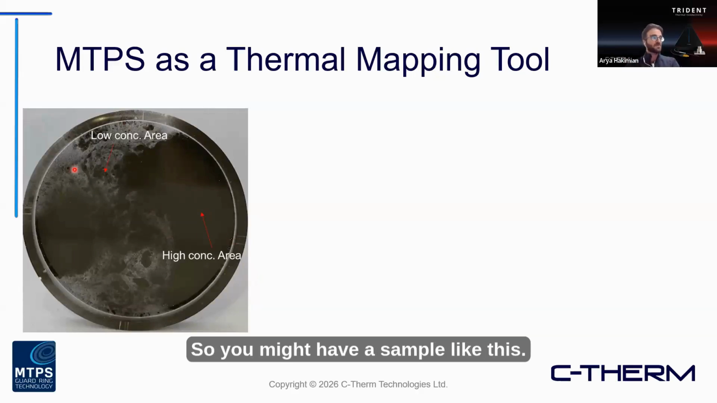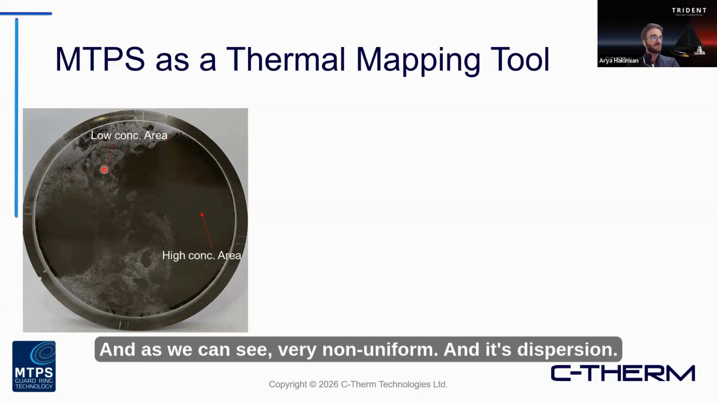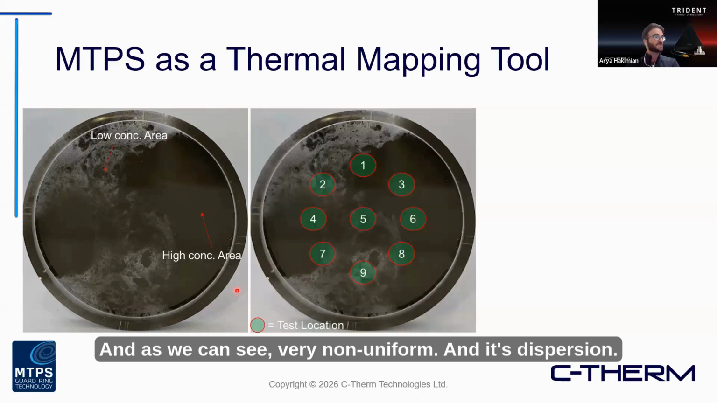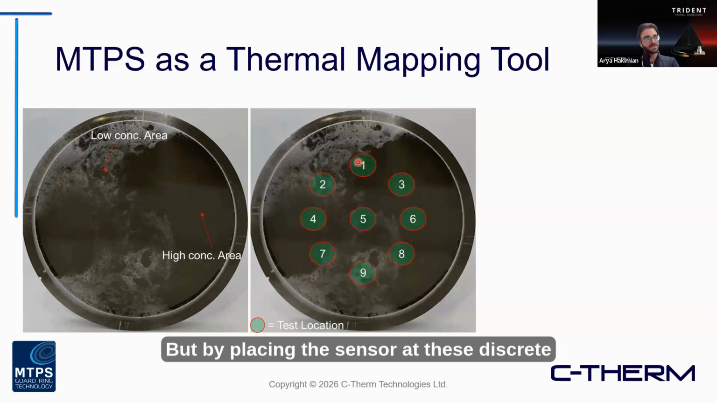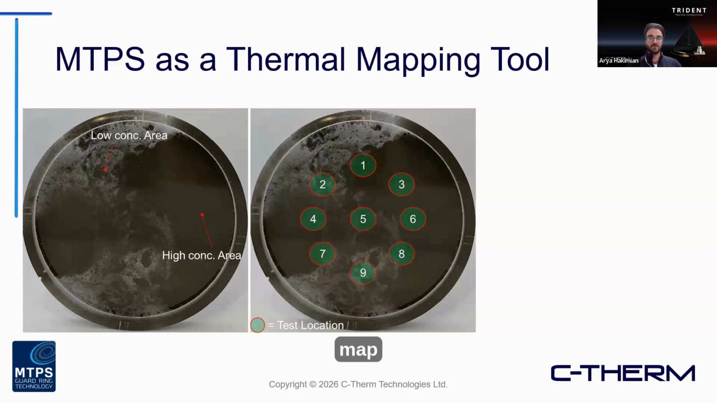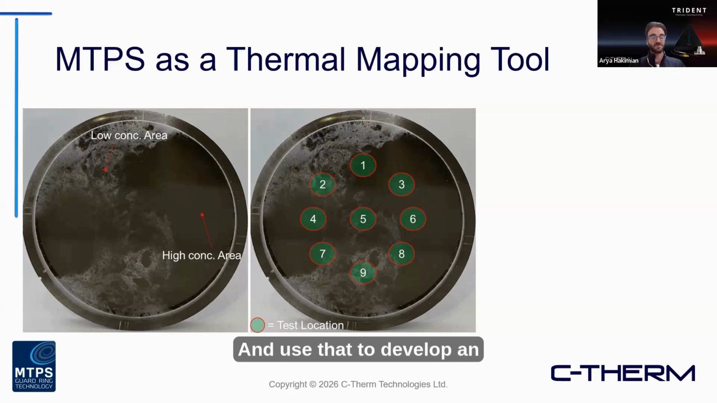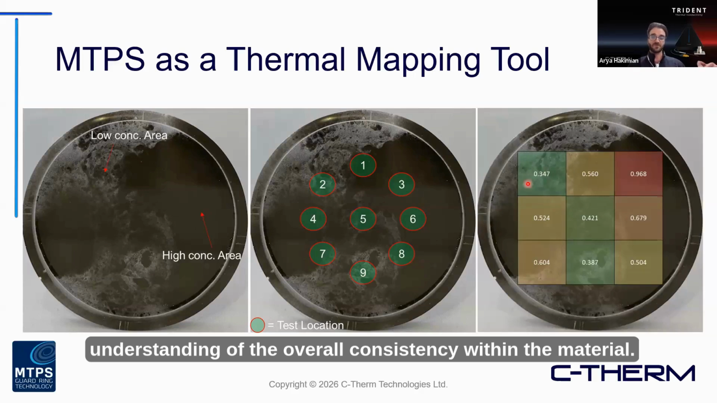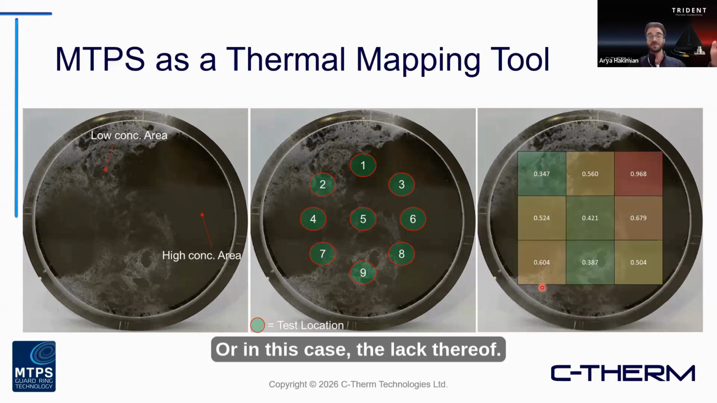what's called thermal mapping. So you might have a sample like this, and as we can see, very non-uniform in its dispersion. But by placing the sensor at these discrete locations across the material, we can actually very quickly map out those localized values at each spot and use that to develop an understanding of the overall consistency within the material, or in this case, the lack thereof.